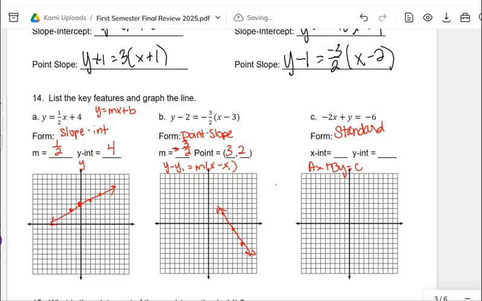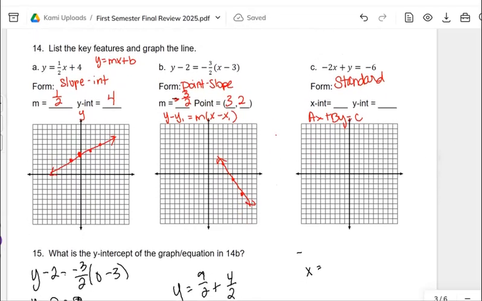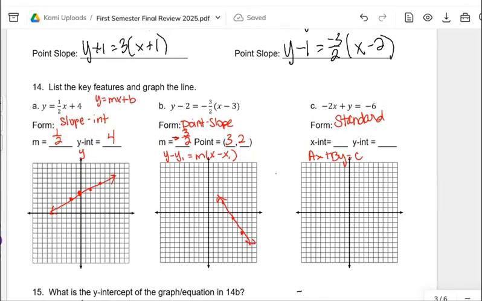So then I have to find my x-intercept. When I'm looking for my x-intercept, you just plug 0 in for y and solve for x. So -2x equals -6. So divide by -2. X equals 3. And then for my y, I have just y equals -6. So I go to 3 on my x, put a point, and I go to -6 on my y. And then you connect your line.